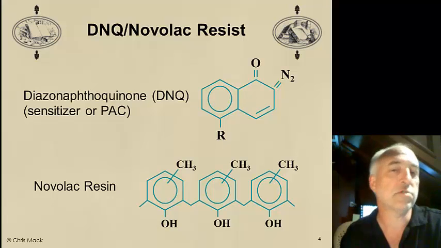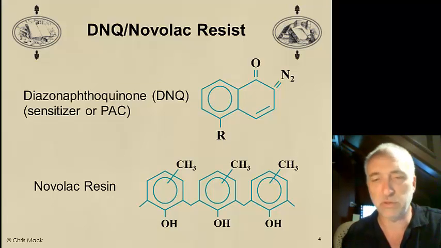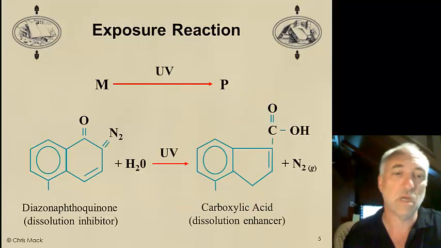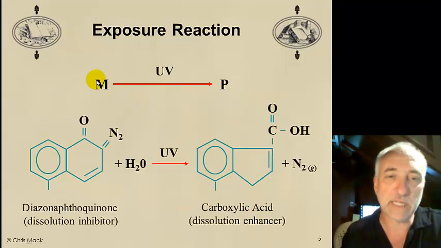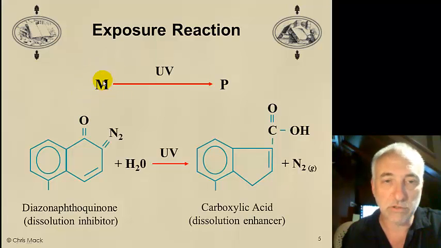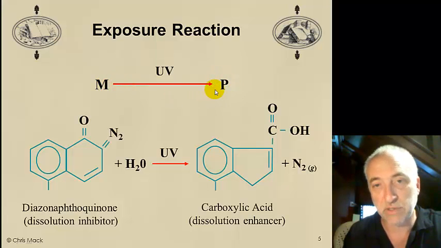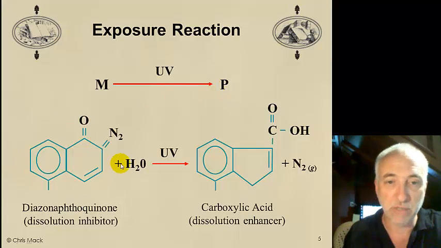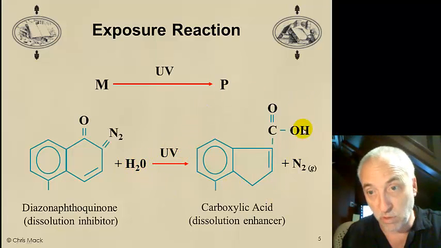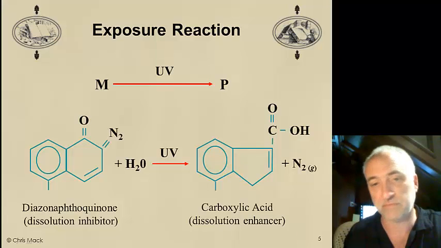Let's look at the chemistry of the DNQ upon exposure to light. Generically, I'll call the concentration of DNQ M, and M reacts with UV light to form some product P. So this is our simple little chemical reaction. But if we look at it in more detail, the DNQ here reacts with exposure to UV light, takes up water, and forms a carboxylic acid.